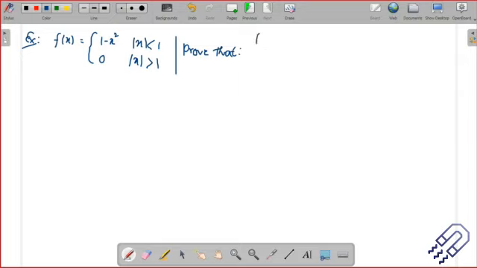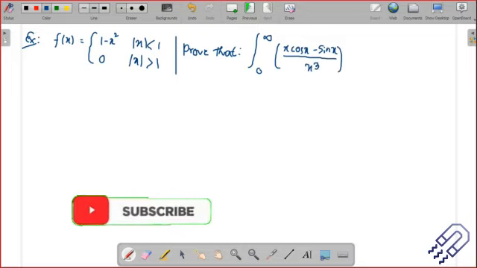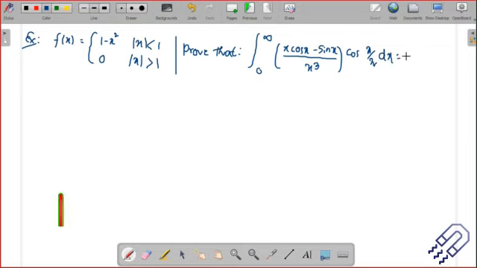Okay, we have to prove that integral 0 to infinity. Okay, let me just write down this: x cos of x, minus sine of x. Just look into this problem. Divided by x cubed, and then we have got cos of x by 2 dx is equal to minus 3 pi divided by 60. Okay, so you have to basically prove it, right?